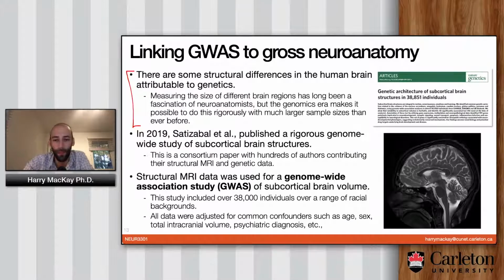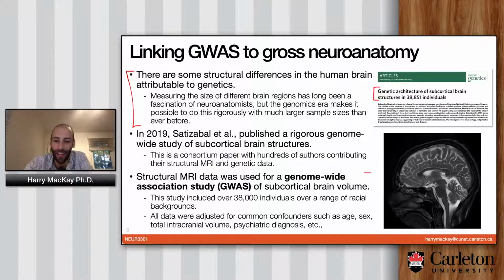But now that we're in the genomics era, we don't have to break out the calipers anymore and measure people's skull thicknesses. We can use MRI scans combined with GWAS studies to actually see if there are genetic determinants or genetic correlates of brain region size. So the authors here in 2019 did a genome-wide study of subcortical brain structures in 38,851 individuals. This is a gigantic study.